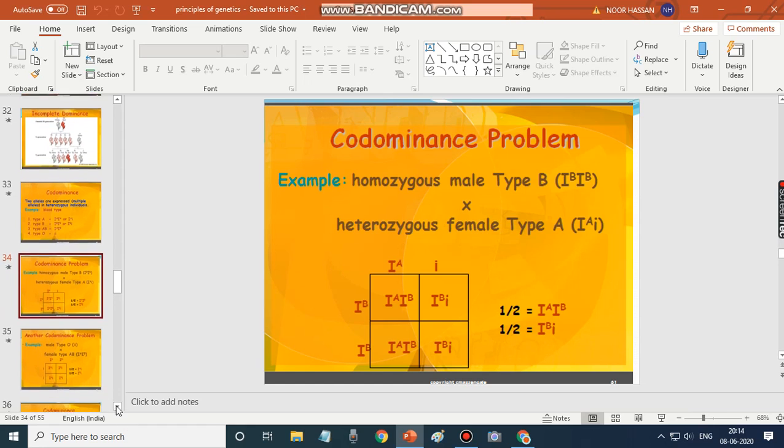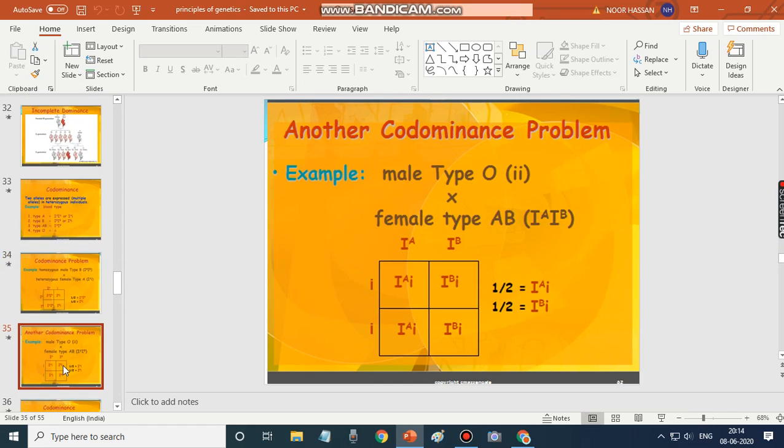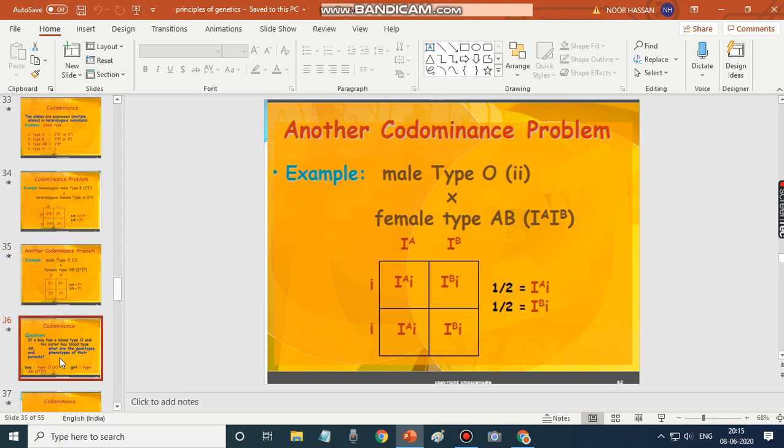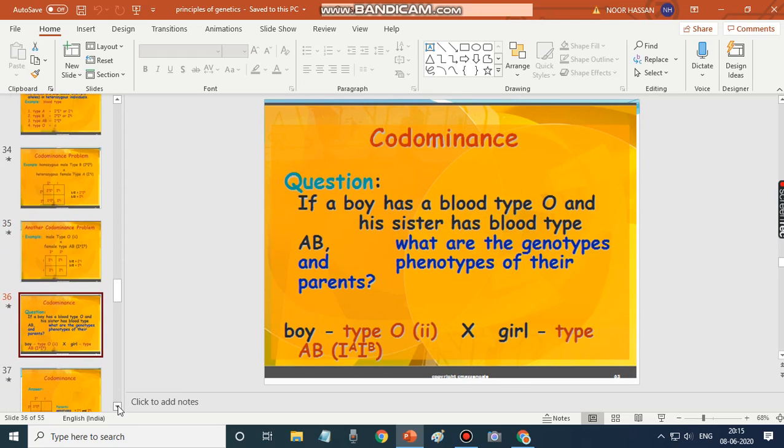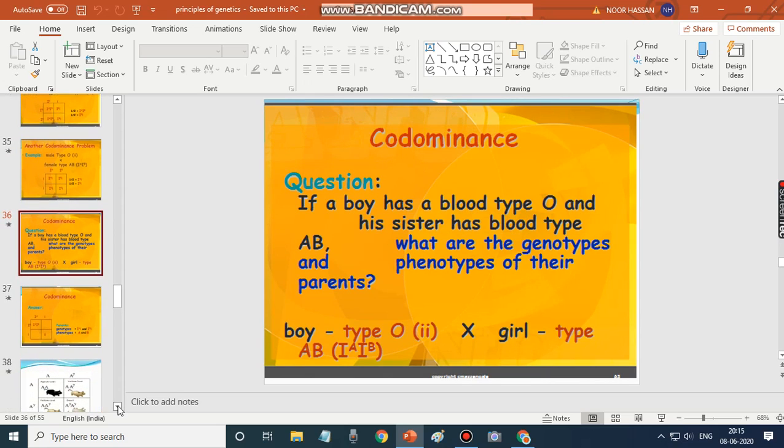Another slide also shows the same thing. Here the male type is O. O is always recessive, both are small i O, small i O. The female is AB. So these are the offspring who are produced. There is also a small problem given, very easy to understand. If you know the parents' blood group, you can easily identify the children's blood group, or if you know the children's blood group, the parents' blood group can be identified.